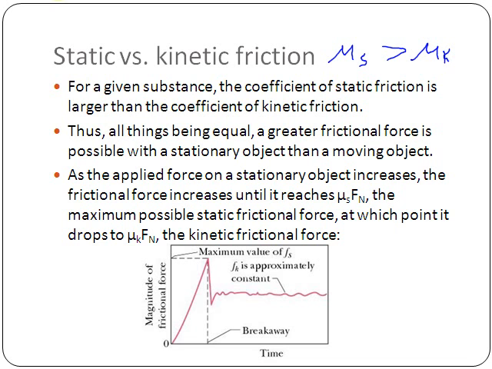What that means is that if everything else is equal, same normal force, same surface, all of that, you can get a greater frictional force with a stationary object than a moving object. And once again, this has some common sense to it. If you've ever tried to push a heavy object across a surface, you know that once you get it going, it's easier to keep it moving than it is to stop it and then restart it again. The reason is that the coefficient of static friction is larger than the coefficient of kinetic friction, and so you can get a larger frictional force that way.